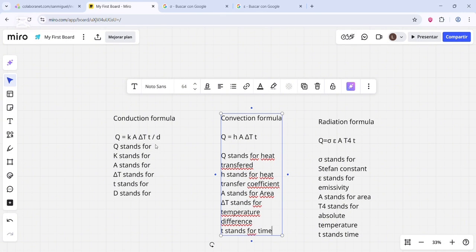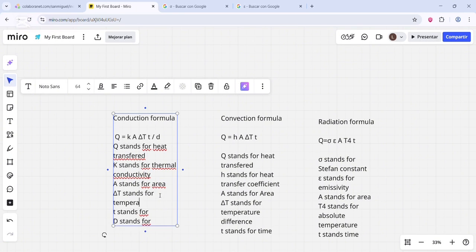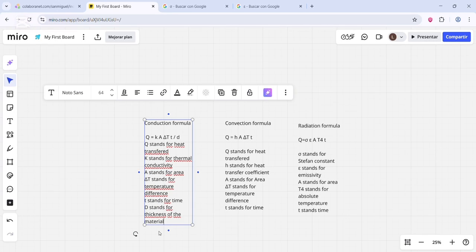Now in conduction, Q stands for heat transferred, k stands for thermal conductivity, which in this one depends on the material given. A stands for area, change in temperature stands for temperature difference, t stands for time, d stands for thickness of the material, which also depends on the material given.